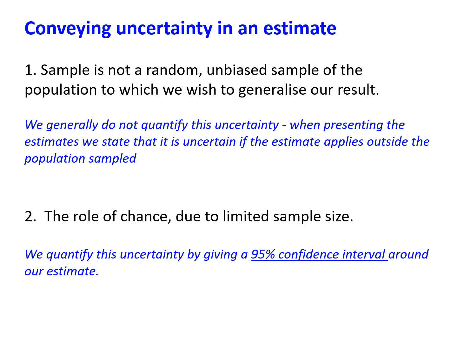Now, for the first of these sources of uncertainty, we generally don't actually quantify this. When presenting the estimates, we state that it's uncertain if the estimate applies outside the population sampled. The second, though, the role of chance, we quantify this uncertainty by giving a 95% confidence interval around our estimate, which you've heard about already on this course.